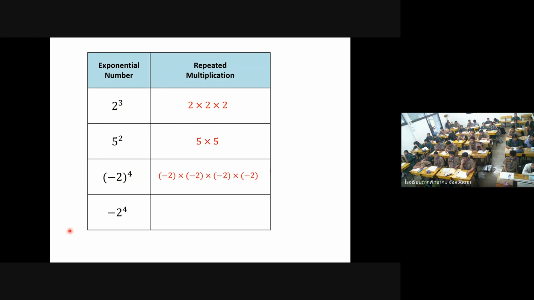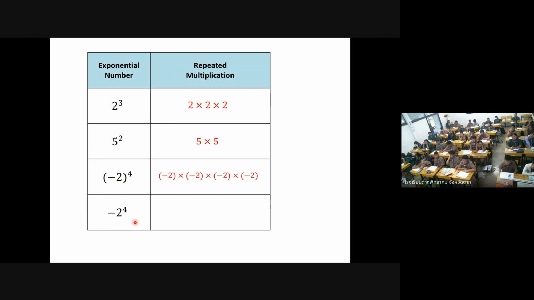Easy, right? How about this one? Negative 2 to the power of 4. Is this equal? Are you sure? Okay. What is the base here? The base is negative 2. What is the base here?